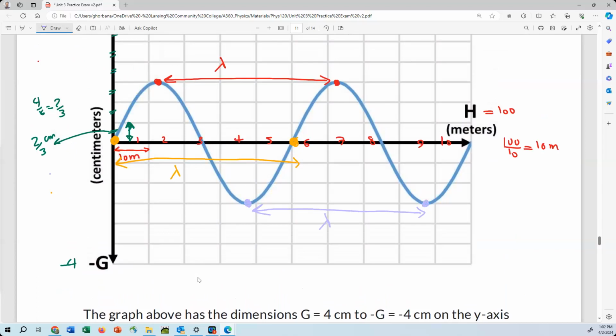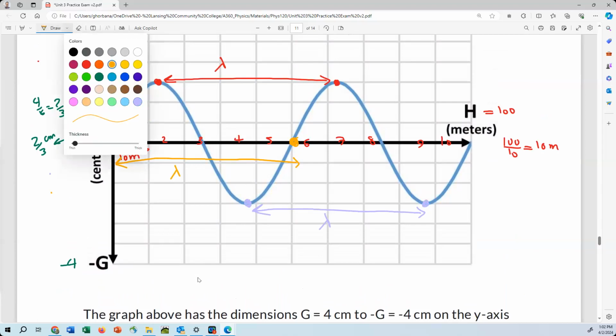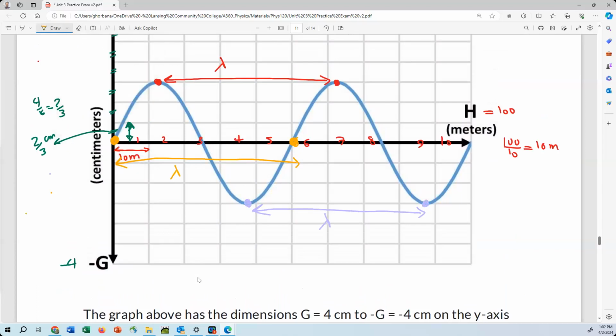So I use the yellow one. The distance from this point to this point, how many points do we have? 1, 2, 3, 4, 5. And each one is 10 meters. 5 times 10 meters is going to be 50 meters.